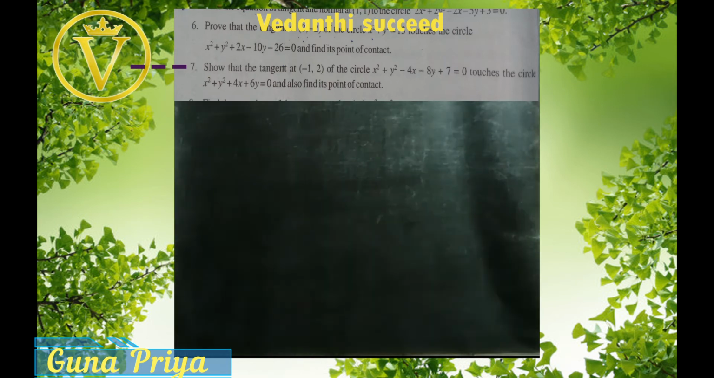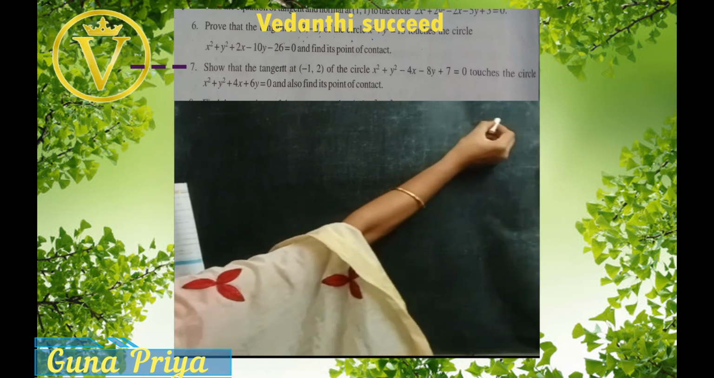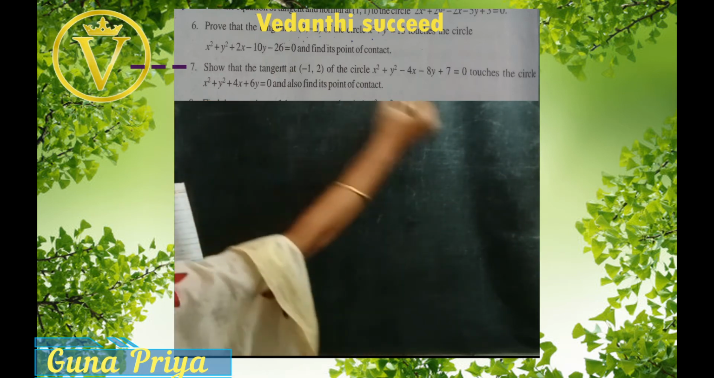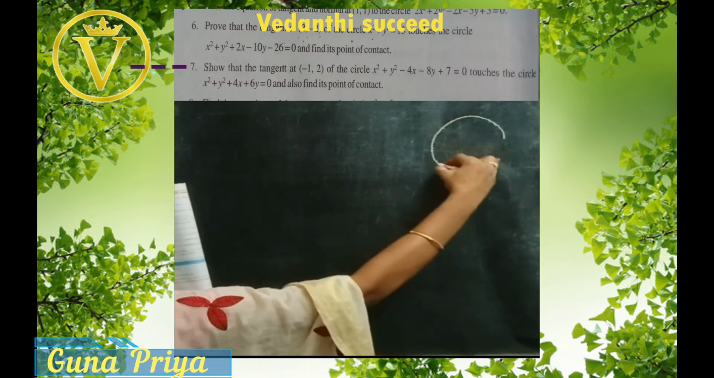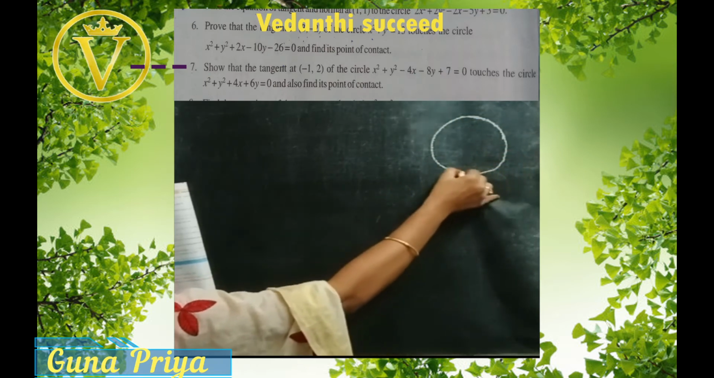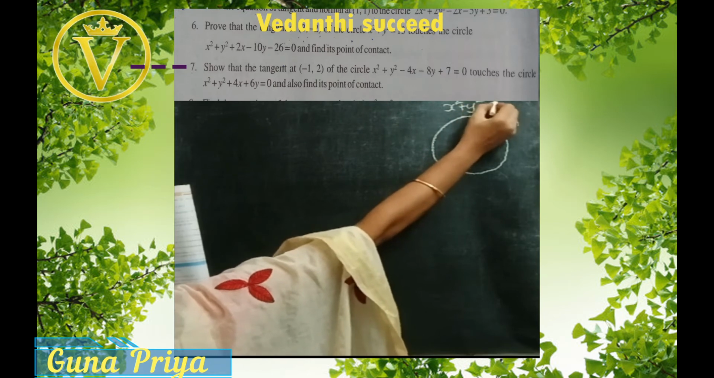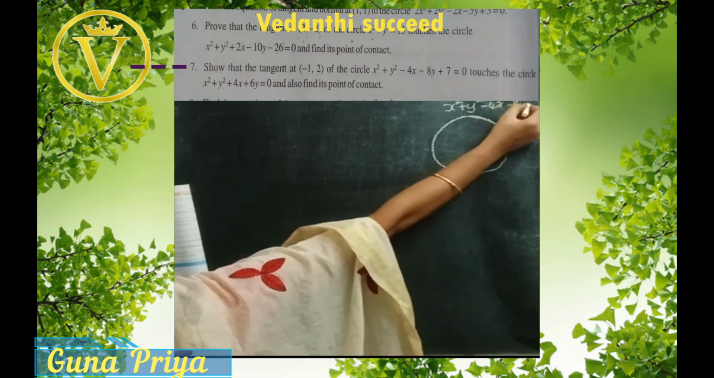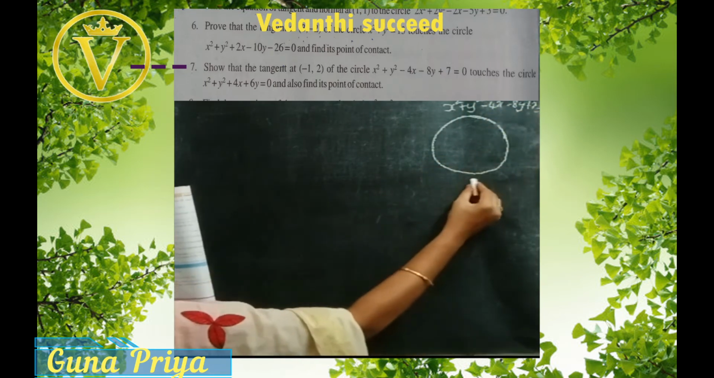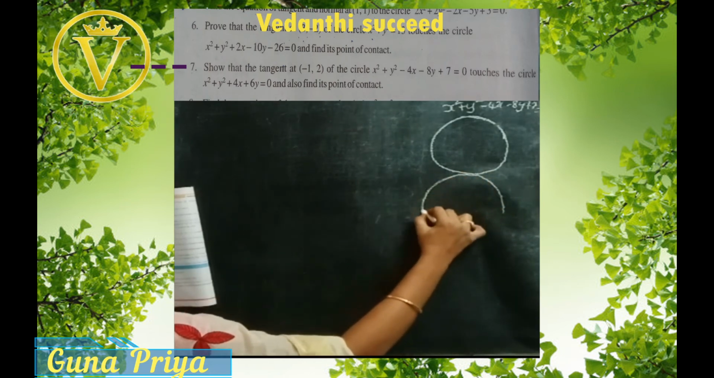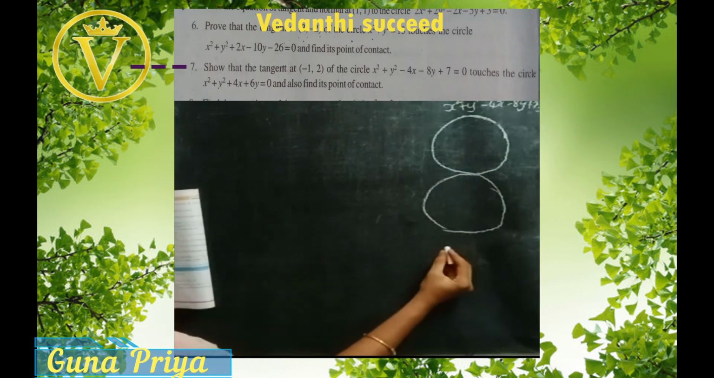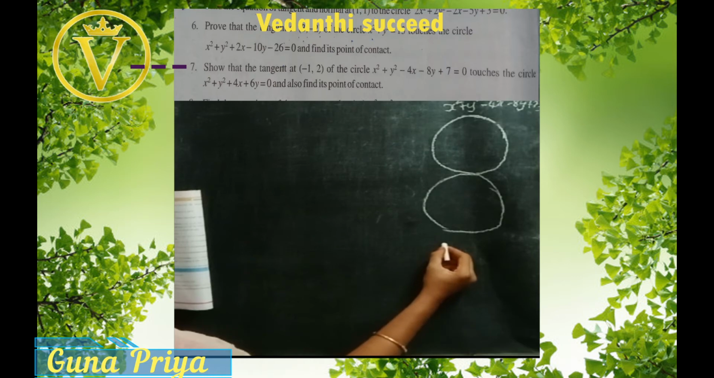Okay. First we'll write what the question is. Two circles. Write the diagram. That circle is x square plus y square. Okay. Next, another circle. This circle is, okay, x square.